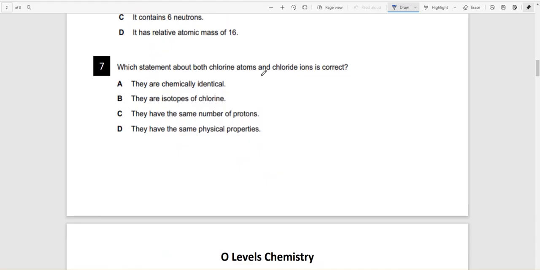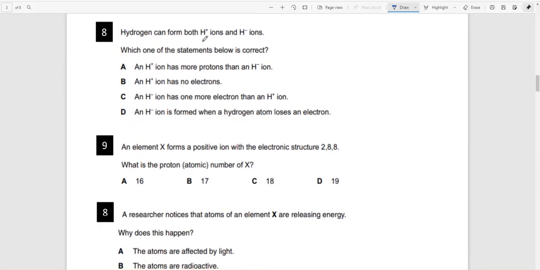This statement about both chlorine atoms and chloride ions is correct. So what are they? They have the same number of protons because both are chlorines. Hydrogen can form both H plus ions and H minus 1 ion. Which one of the statements below is correct? An H plus 1 ion has more protons than an H minus 1 ion. No, protons do not change. And hydrogen ion has no electrons. Okay, H plus 1 ion has no electrons. So H had one electron and that was lost. So B would be correct.